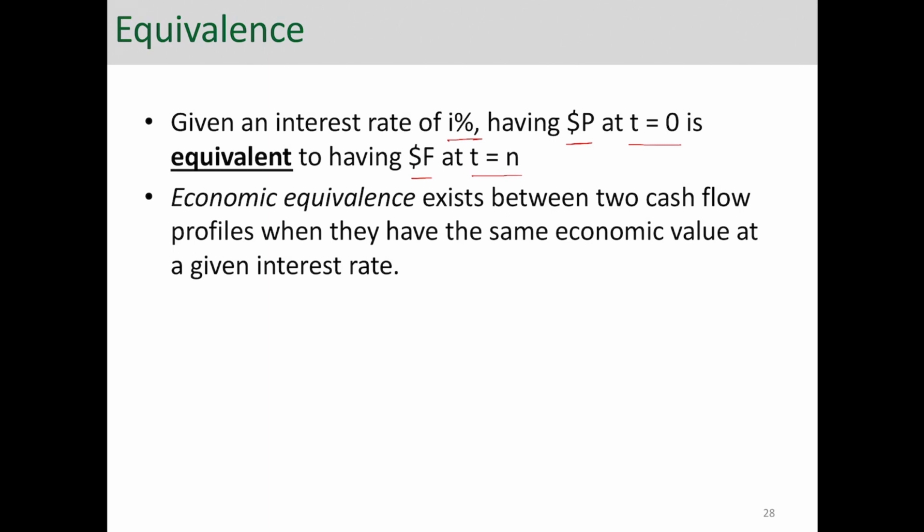So as long as F is equal to P times (1 + i)^n, and we talked about this formula before. This is how you compute a future value based on a present sum of money at an i% interest rate and n years from now. So as long as F is calculated that way, F and P are equivalent sums of money, but they're at different times. So let's take another example.